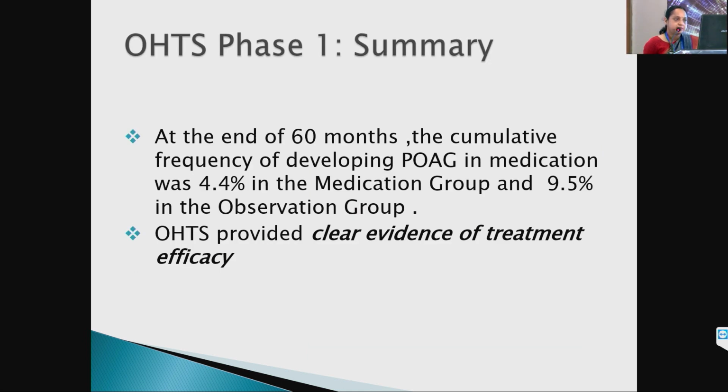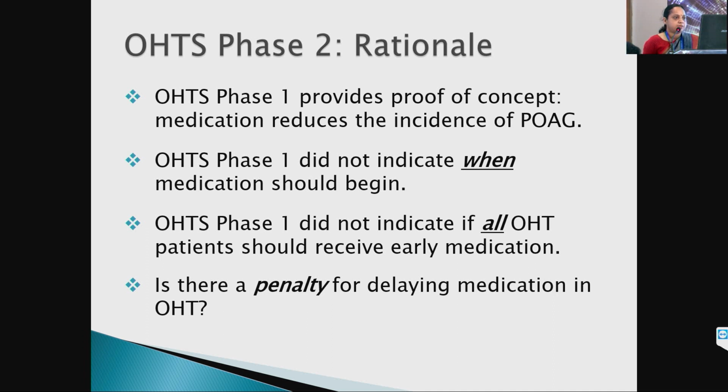The summary of phase 1 shows that at the end of 60 months, the cumulative frequency of developing POAG in the medication group was 4.4%, and in the observation group it was 9.5%. So it provided clear evidence of treatment efficacy. Phase 1 did not indicate when medication should begin, whether all patients should receive early medication, and whether there is any penalty for delaying medication.